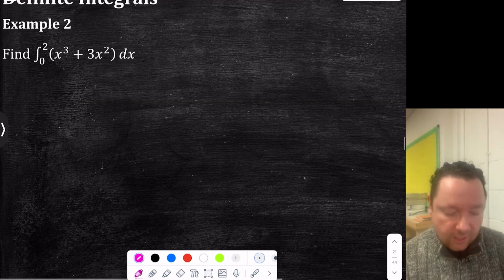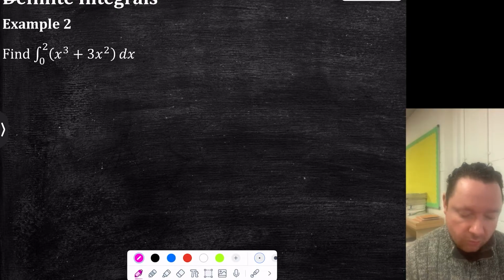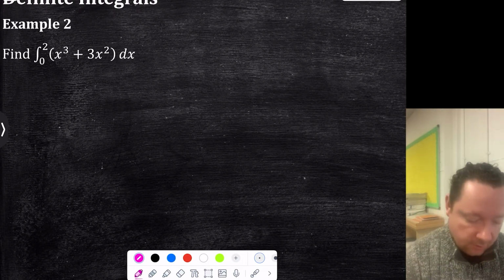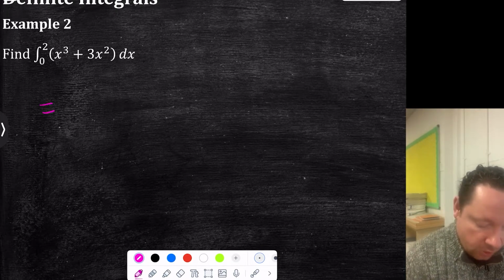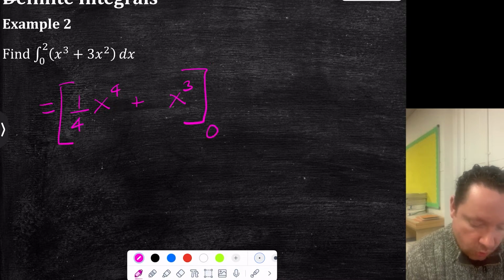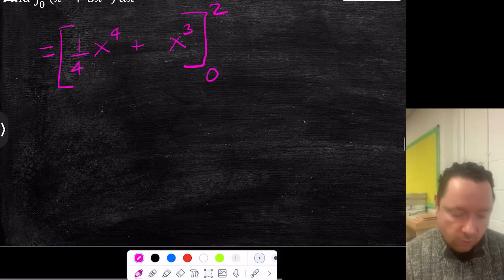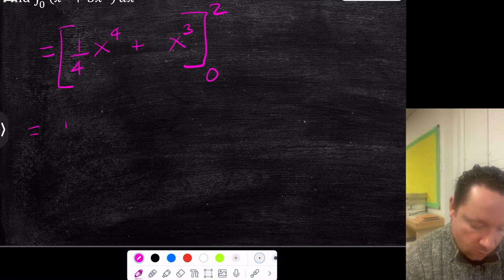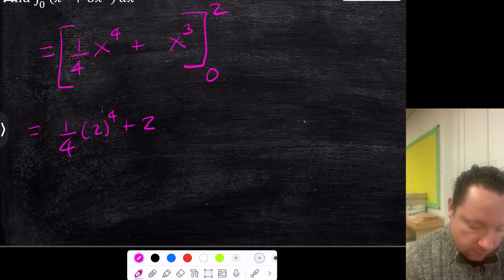Okay, definite integrals example 2. Find the integral between 0 and 2 of x cubed plus 3x squared dx. So integrating first, add 1 to the power, that's a 4, divide by the power, that's a quarter. Plus add 1 to the power, that's a 3. 3 divided by 3 is 1, so that one's done. And that's between 0 and 2. So we sub in 2. So that's 1 quarter, 2 to the 4, plus 2 cubed.